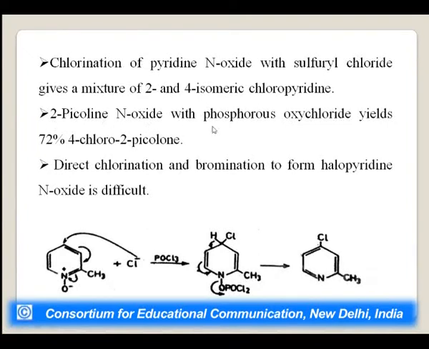2-Picoline N-oxide with phosphorus oxychloride yields 72% 4-chloro-2-picoline. Direct chlorination and bromination to form halopyridine N-oxide is difficult, and you can see how the reaction took place with pyridine N-oxide, picoline, and with chloride ion in phosphorus oxychloride. This kind of intermediate and rearrangement took place. You can see the kind of rearrangement and you can see the product.